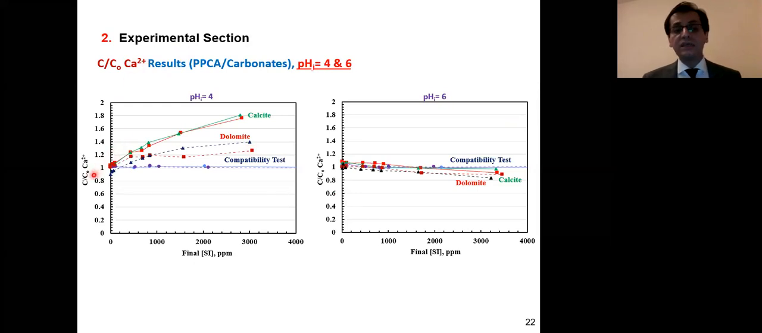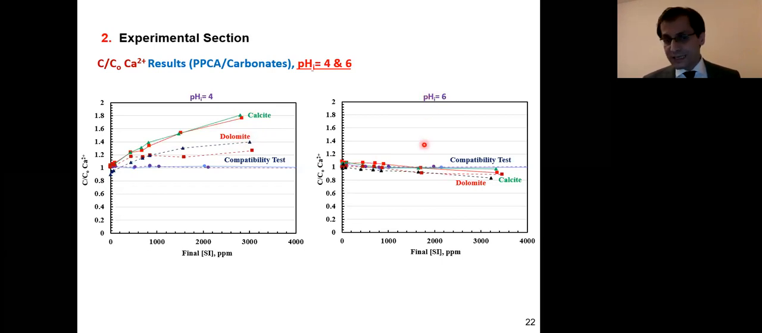So in the case of normalized calcium for pH 4 and pH 6, as pH 4 is more acidic, rock dissolution is more noticeable, more remarkable compared to pH 6, and that's why the amount of apparent normalized calcium is increased continuously in both cases, calcite and dolomite. And as we know, the content of calcium in calcite is higher than in dolomite. That's why the normalized calcium in calcite is higher than in dolomite.